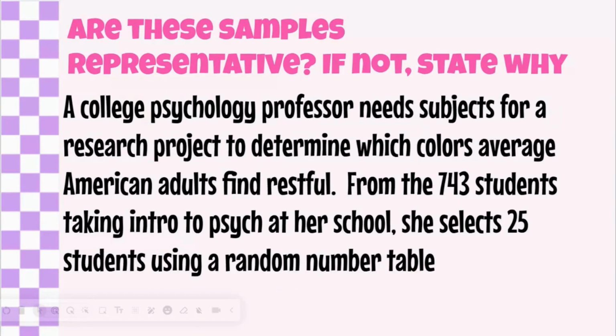A college psychology professor needs subjects for a research project to determine which colors average American adults find restful. From the 743 students taking Intro to Psych at her school, she selects 25 students using a random number table. So it is random, but the next thing you have to ask is, are 25 out of 743 students representative of the entire population? And the answer is no, because that's less than 10%.